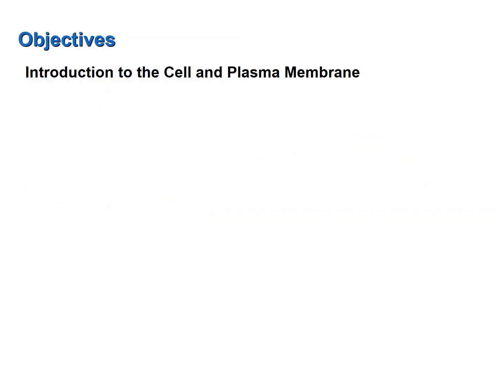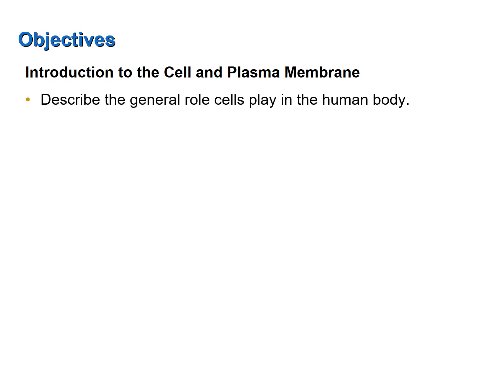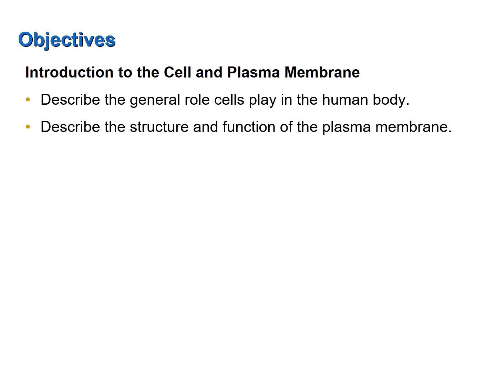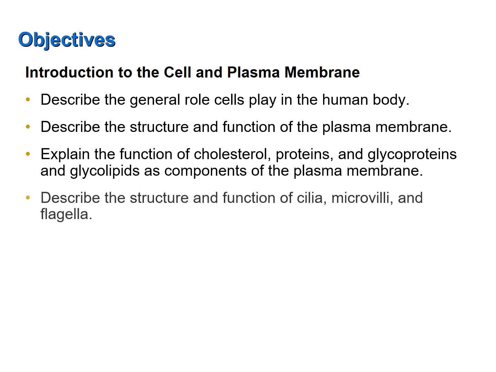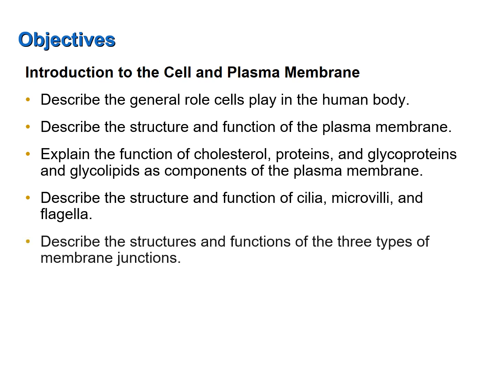This screencast was designed to help you achieve the following objectives: describe the general role cells play in the human body, describe the structure and function of the plasma membrane, explain the function of cholesterol, proteins, and glycoproteins, as well as glycolipids as components of the plasma membrane. Describe the structure and function of cilia, microvilli, and flagella.